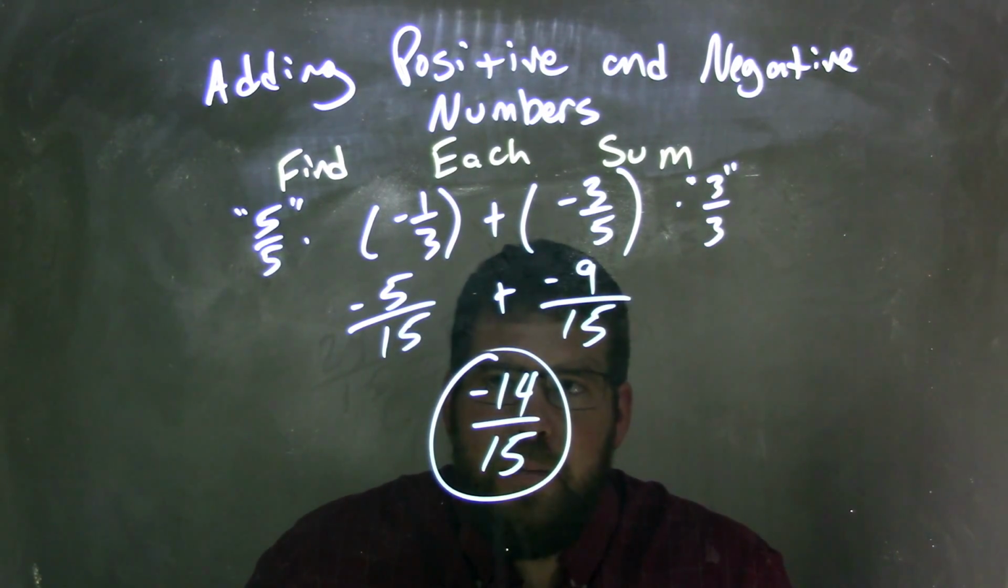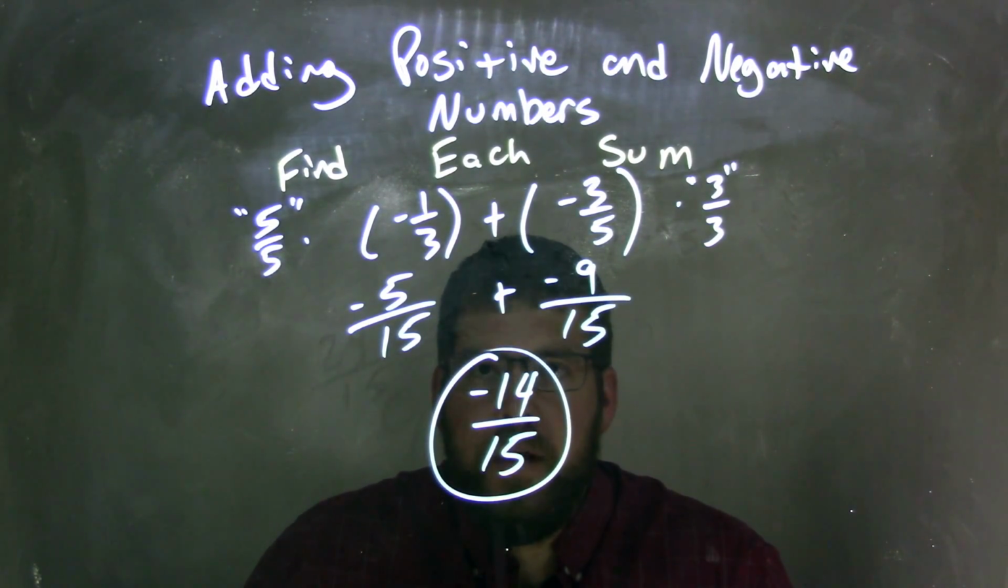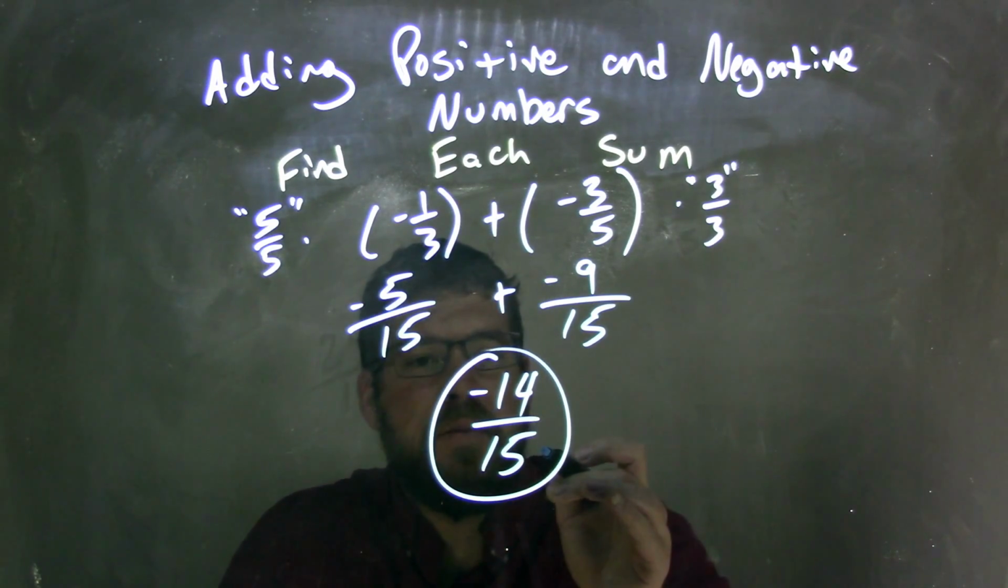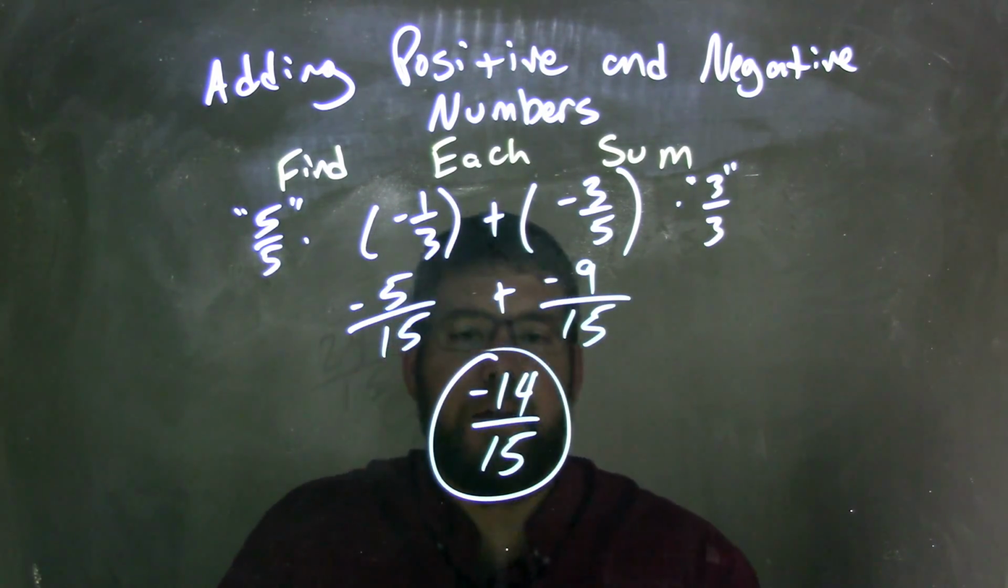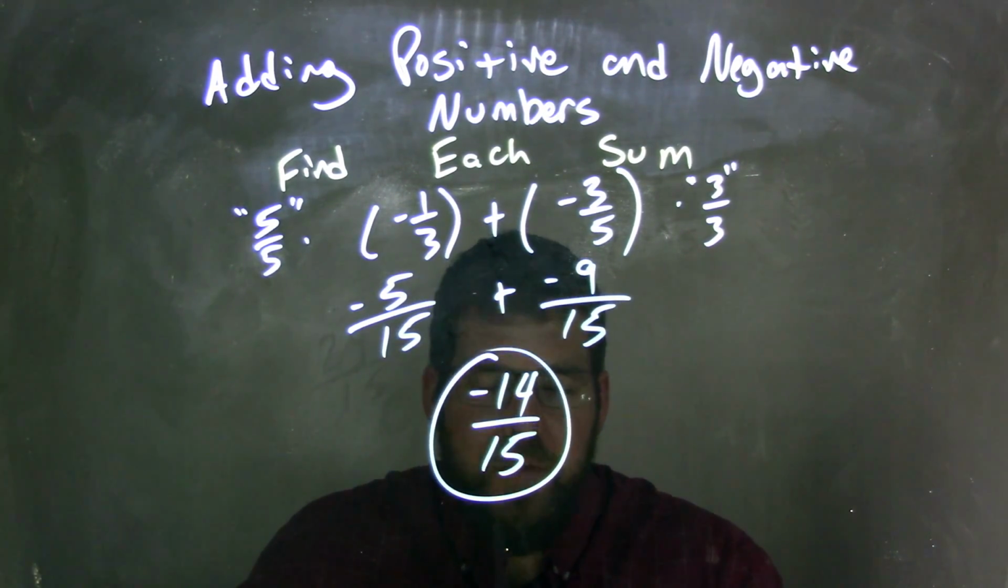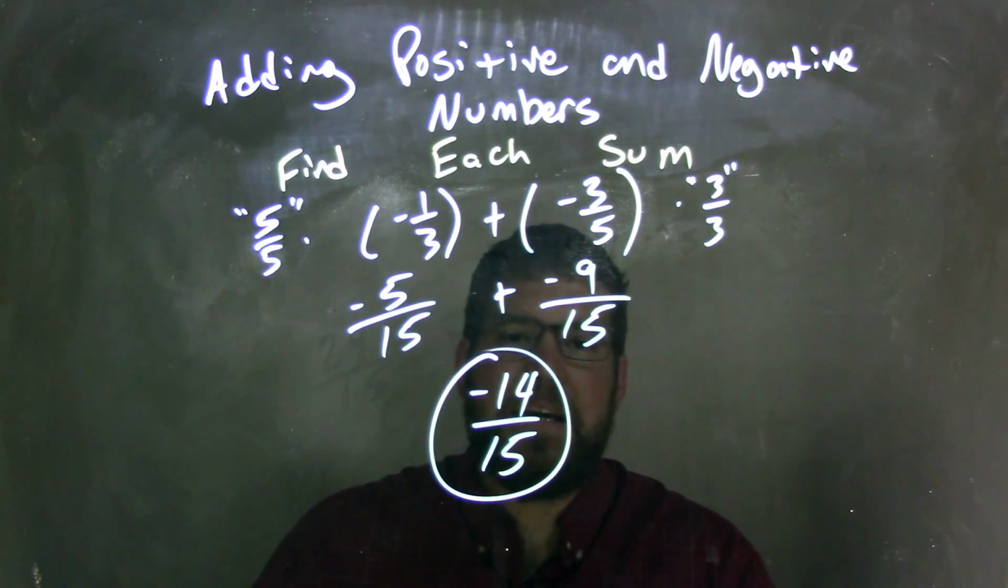Now that we have the same base, we worry about the numerators, right? When we add them together, the same base comes down, which is 15, and negative 5 plus negative 9 is negative 14, giving us a final answer of negative 14 over 15.